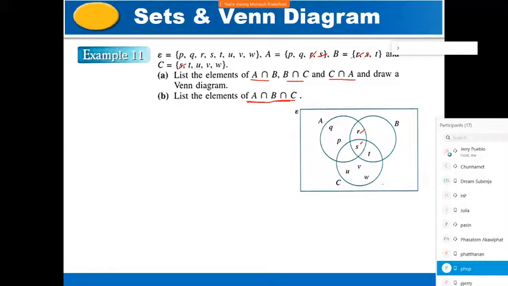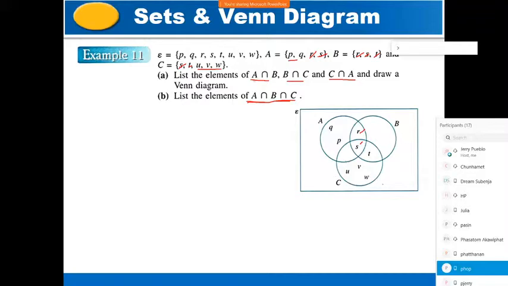No, between B and C we have T, right? That's why when we draw here, this is B, S common for all three, then T here, between A and B and C, sorry. Okay, and then the U, V, W put outside here. And then we have P, Q also, you put outside in A here. Okay, now this is the Venn diagram.